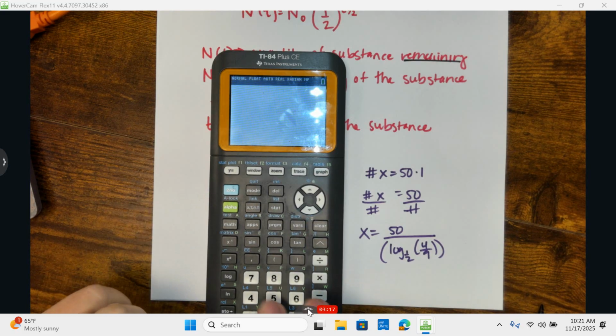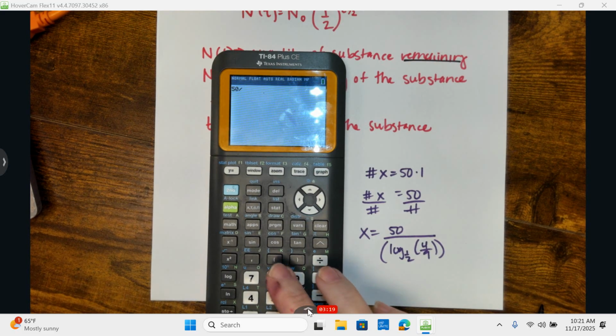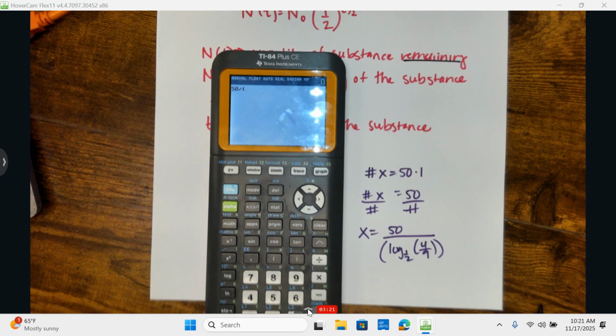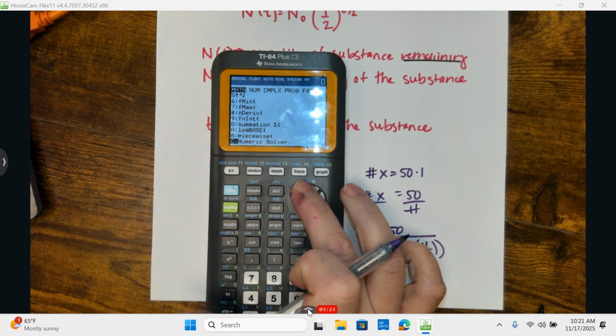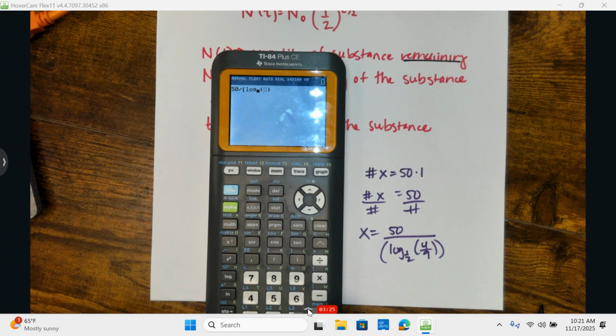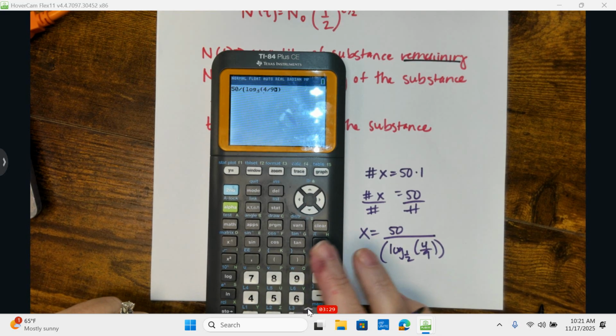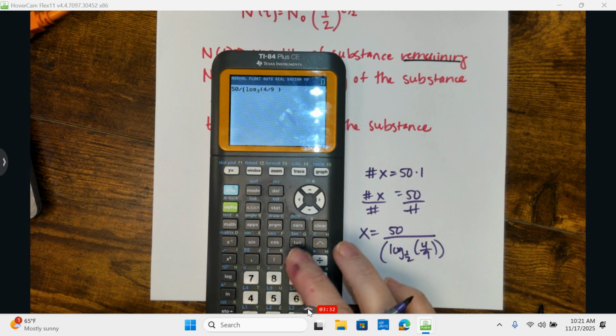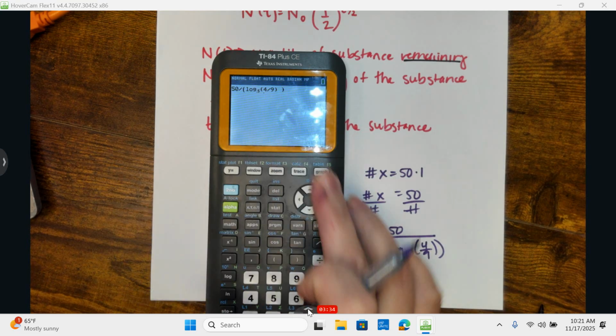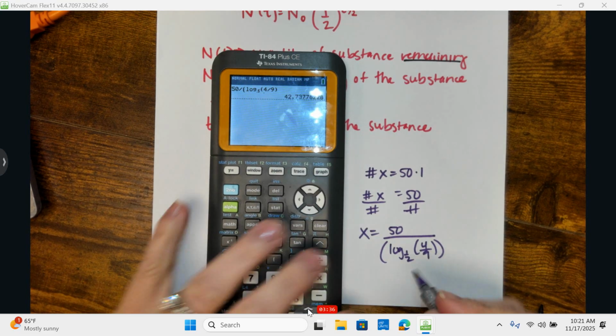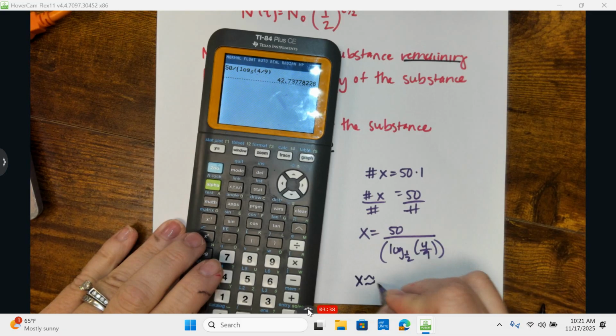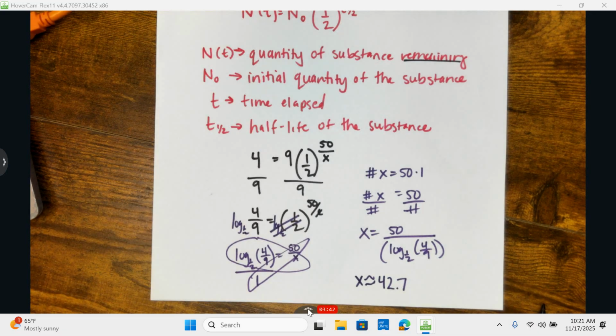Okay, so how do we plug this in? I'm going to take 50 and divide it by, now how do I get to this? You're going to hit math and go up 3 times, and we can type in 1/2 or 0.5, whatever you choose, and then 4/9. And there we go. So I have 1/2 in front. That looks great. I'm going to press enter. And so I have the half-life is approximately 42.7.